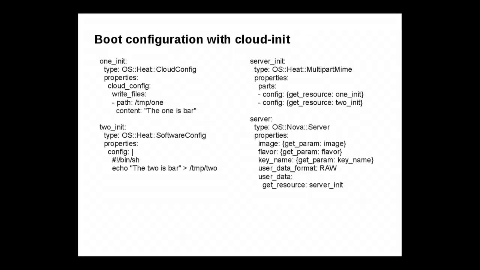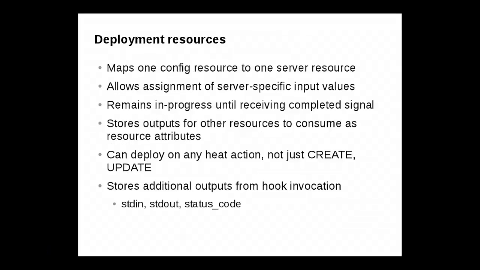So really, there needs to be a way of having software configuration changes that can happen throughout the lifecycle of a server. And that's where the deployment resource comes in. So the job of a deployment resource is to map one config resource to one server resource. It also allows input values to be assigned on the deployment resource. Generally, that'll be to assign values from other resources in the stack.